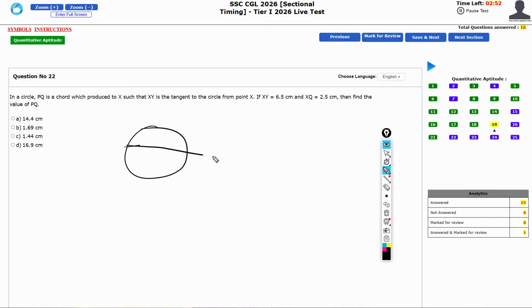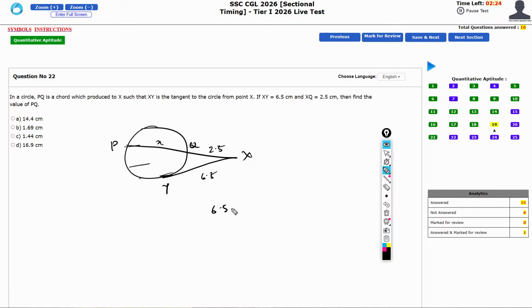PQ is a chord produced to X such that XY is a tangent to the circle. Find X. PQ is produced to X such that XY is a tangent to the circle from point X. If XY is 6.5, XQ is 2.5, then find PQ.